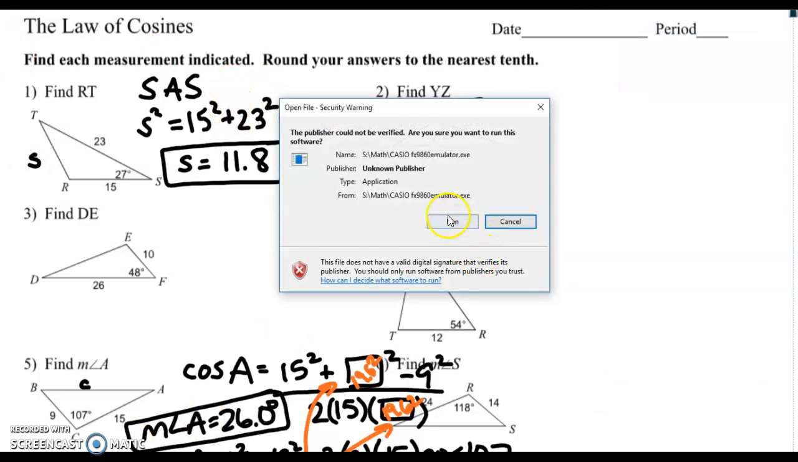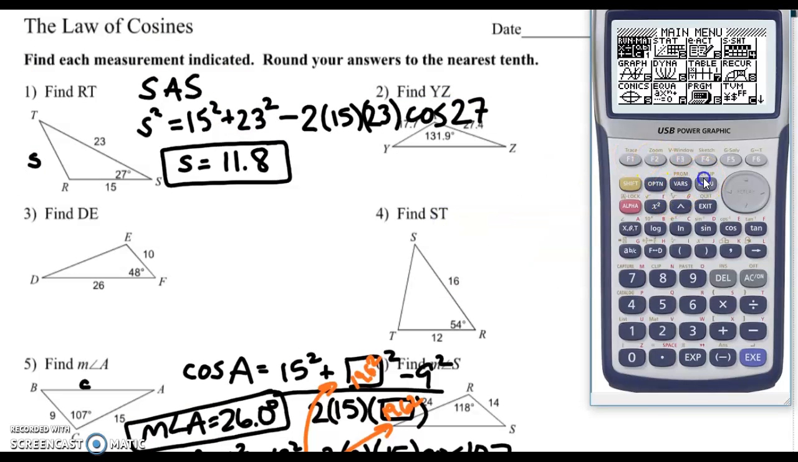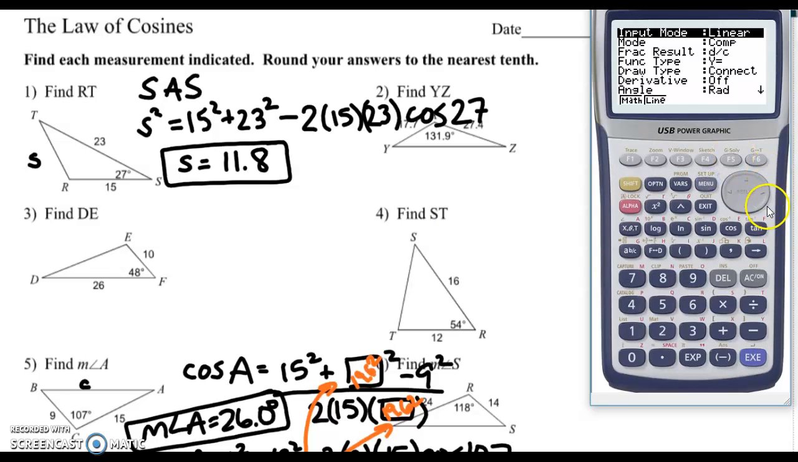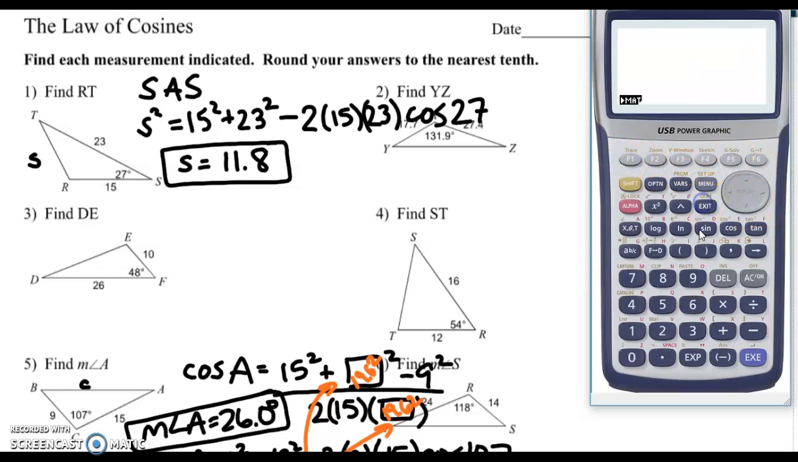And sorry, I'm having some technical difficulties with the calculator. And every time it locks me out, it puts it back in radian mode. So this is a good quick reminder for how to turn it back into degree mode as well.